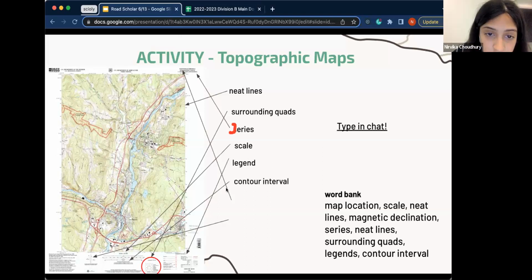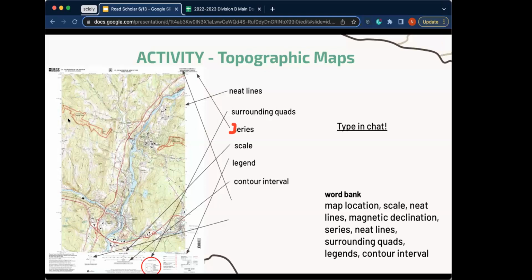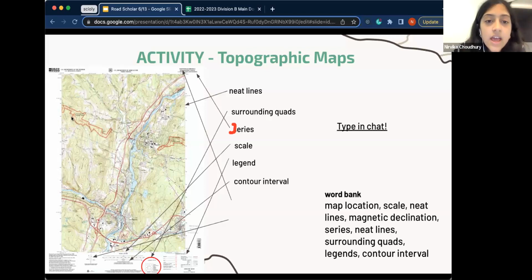Okay, the next one is... can you guys see that one or not? It's on the really top right. It just says... let me know if you can't see it, we can move on. Can you read what it says? It says Hanover Quadrangle, New Hampshire, Vermont. Yeah, it's the map location.